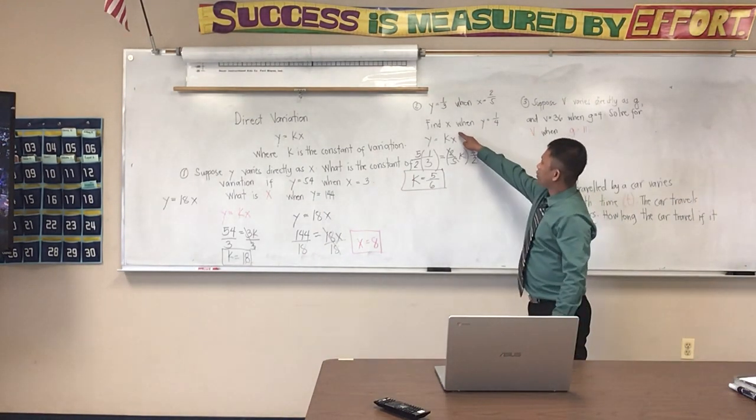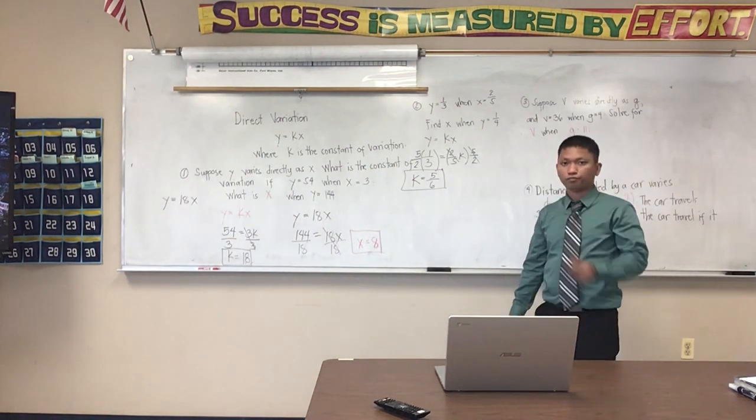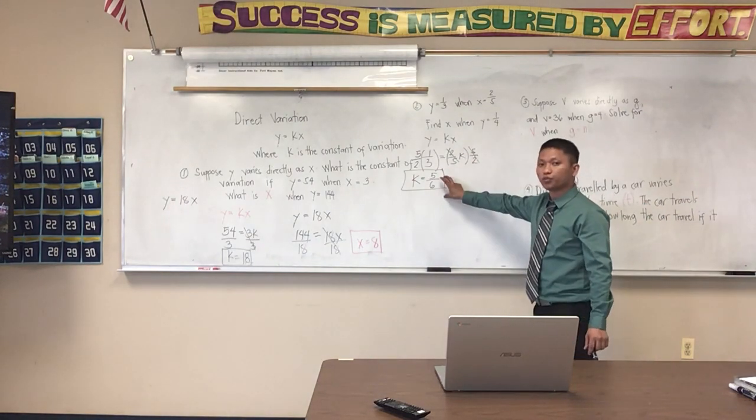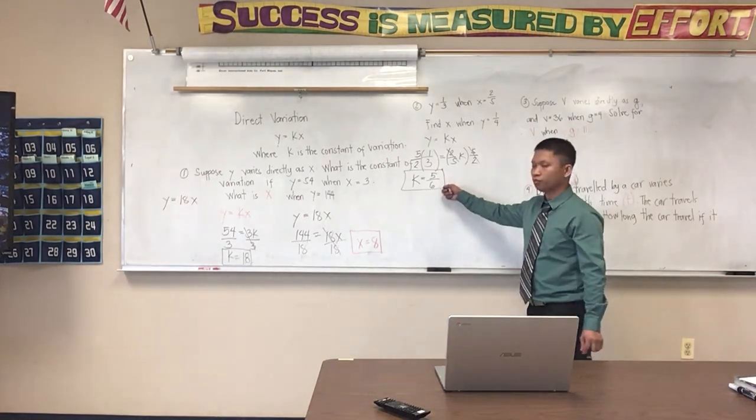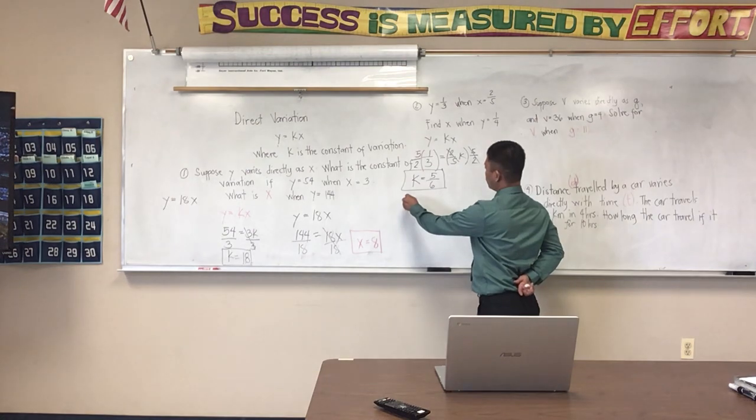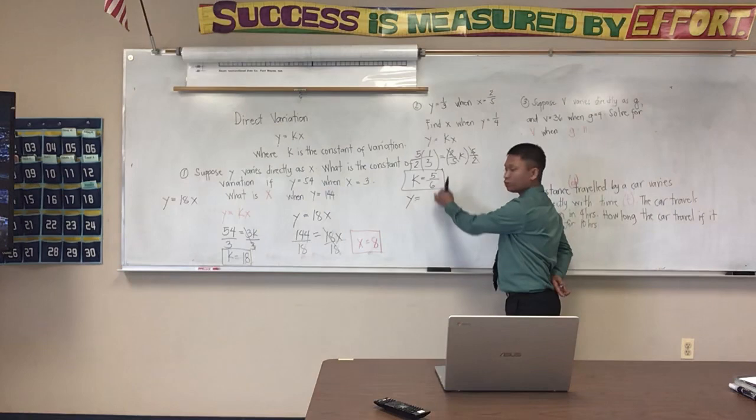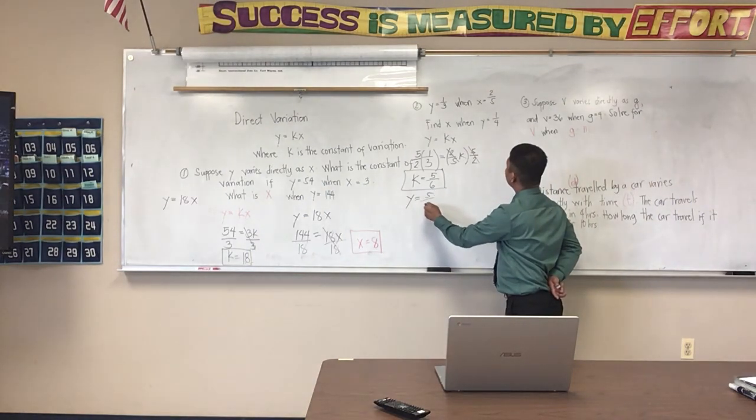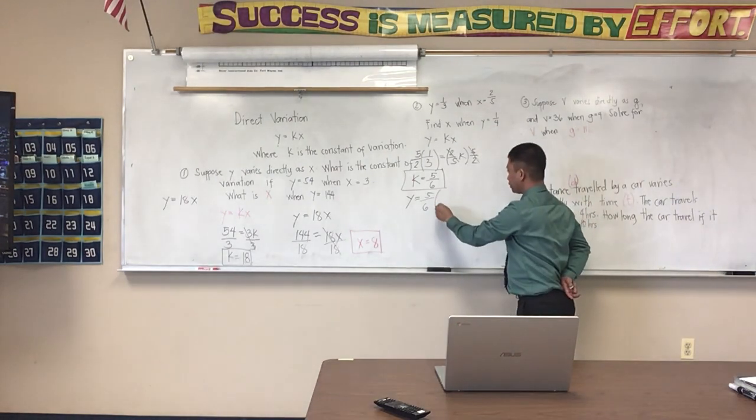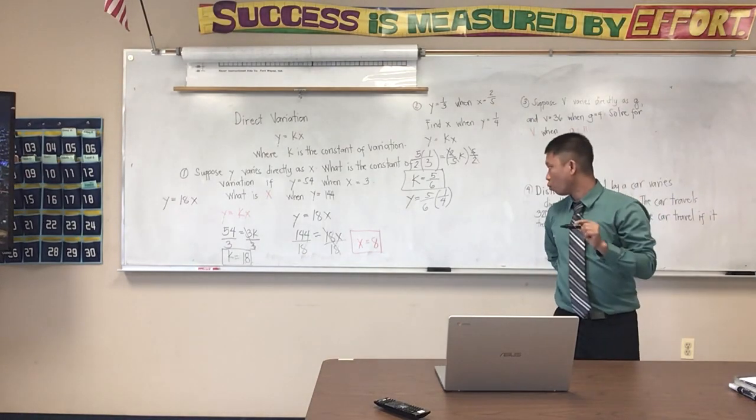Okay, solve for x when y is equal to 1/4. So to solve for x, we are going to use our constant that we have, 5/6. So our equation now would be y is equal to our constant, 5/6, times x. And our y now is 1/4. So we're going to substitute.